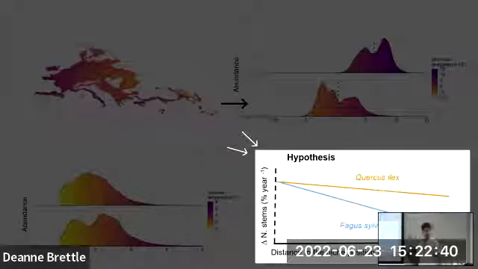Our hypothesis was that maybe those species that are warm affiliated will have other responses than those species that are cold affiliated. So this was our hypothesis at this point. Let's see if this works.